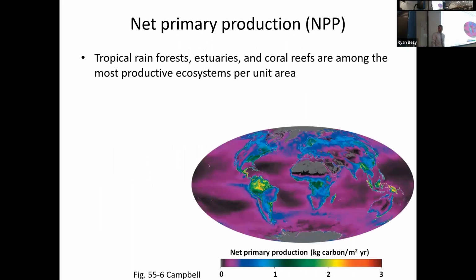Net primary production. Certain ecosystems have higher primary production than others. So for things like tropical rainforests and estuaries, anybody know what an estuary is? Yeah. Body of salt water.